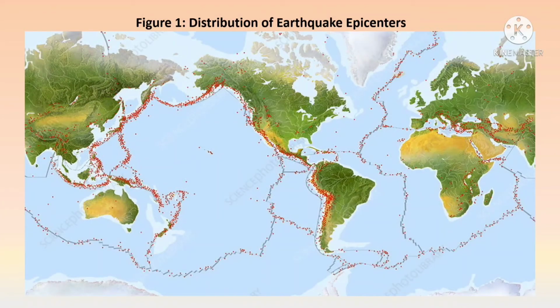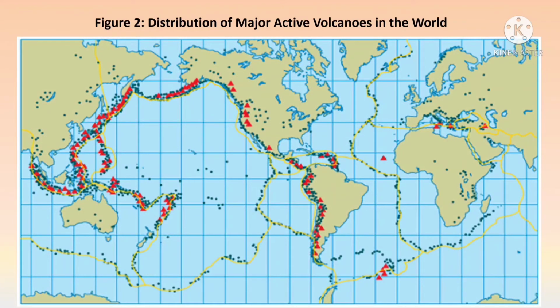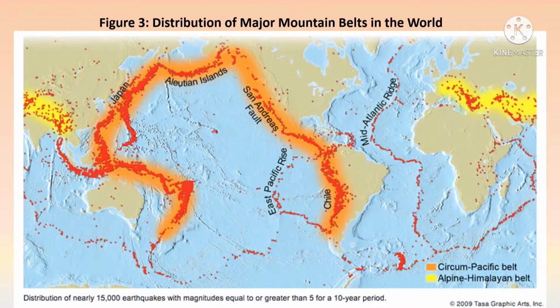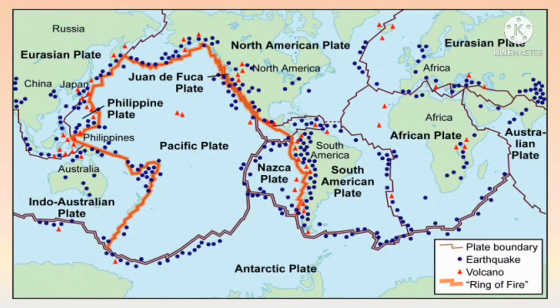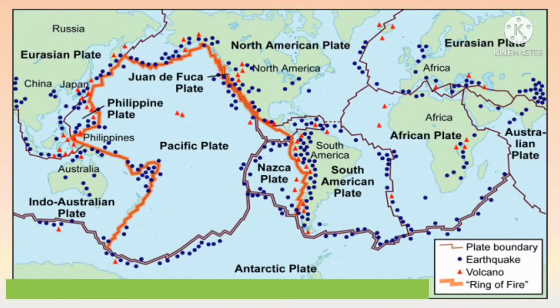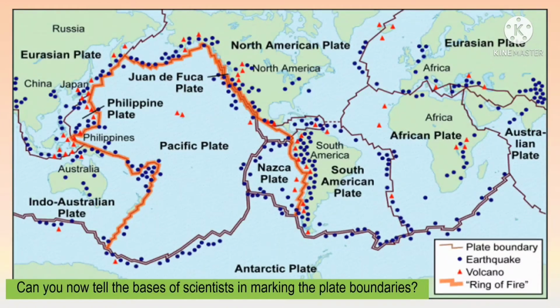Figure 1 shows the distribution of earthquake epicenters. Figure 2 shows the distribution of major active volcanoes in the world. And Figure 3 shows the distribution of major mountain belts in the world. Putting all together the 3 maps, can you now tell the basis of scientists in marking the plate boundaries?